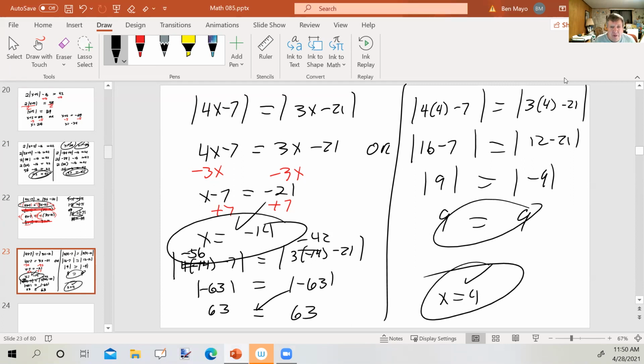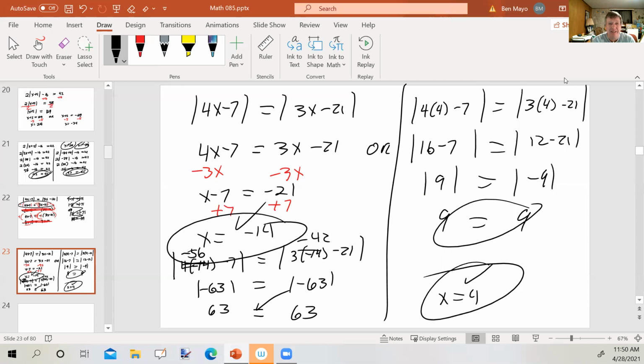All right, so let's review this. If you have an equation with two terms, both of which are absolute values, you want to separate them, one on each side of the equation, and then you come up with two possible equations. What's inside of one equals what's inside of the other, or what's inside of one equals the opposite of what's inside of the other.